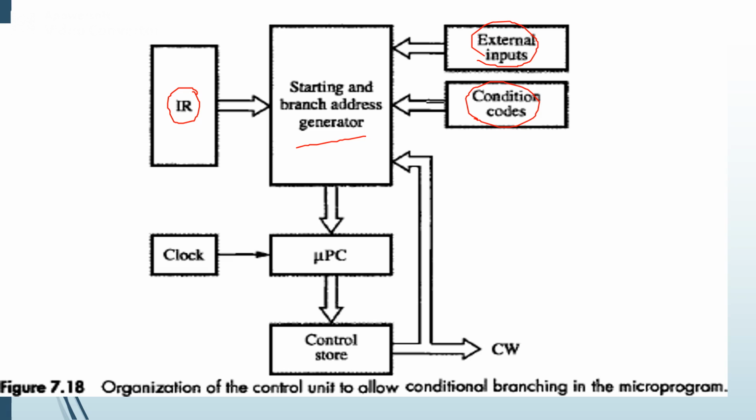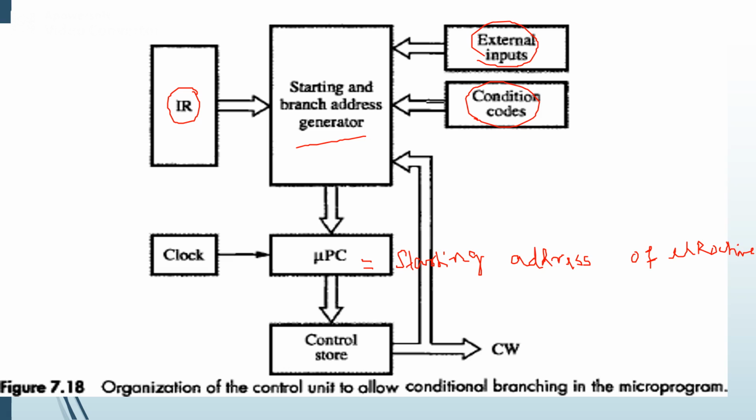When a new instruction is loaded into IR, MuPC is loaded with the starting address of the microroutine for the instruction. So whenever a new instruction is loaded into IR, MuPC will be loaded with the starting address of the microroutine for the instruction.